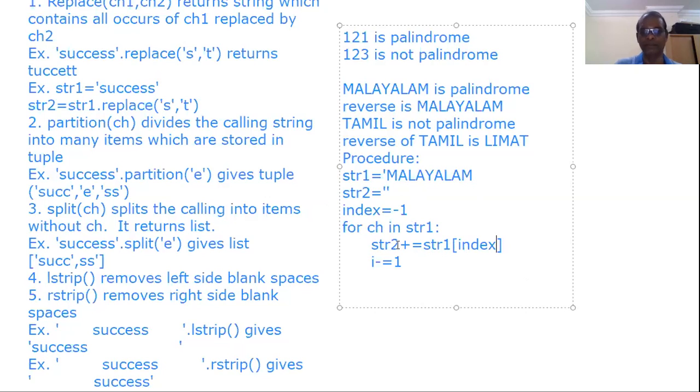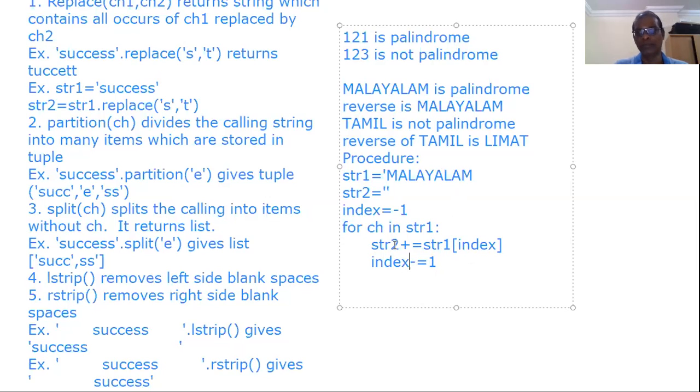Now str2 contains m. Again, index minus equal to 1. Index already contains -1, so it becomes -2. Index is assigned with -2. Again ch is assigned with a. Now str1 of -2 stands for the last but one character, that is a. Again this a becomes the second character of str2. Similarly, the third time index becomes -3. -3 refers to the character L. L will be assigned to str2.